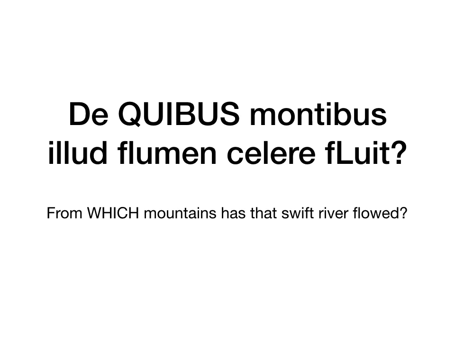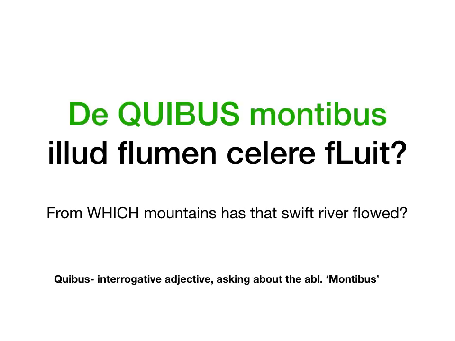But this would be "from which mountains has that swift river flowed," which is way less awkward than what I thought it was. All right, so this quibus is an interrogative adjective, which is definitely worth talking about. Remember, qui quod will not always be a relative pronoun. It can be an interrogative pronoun or adjective in the context of a question. So it's the latter here.